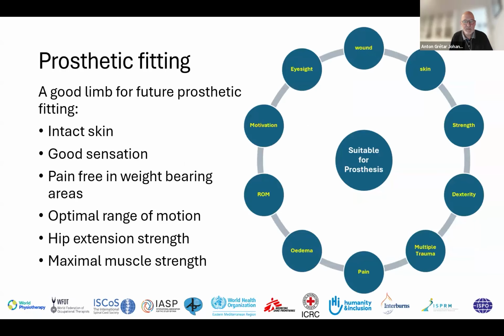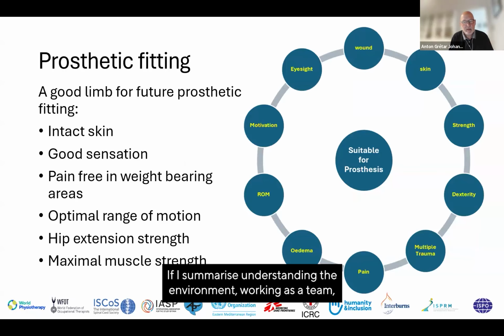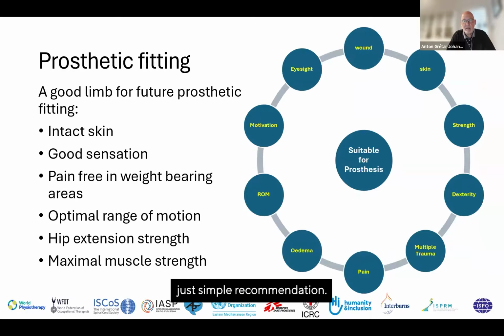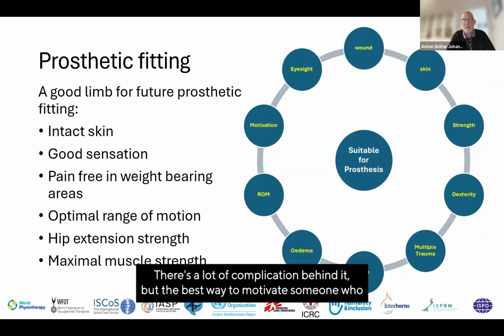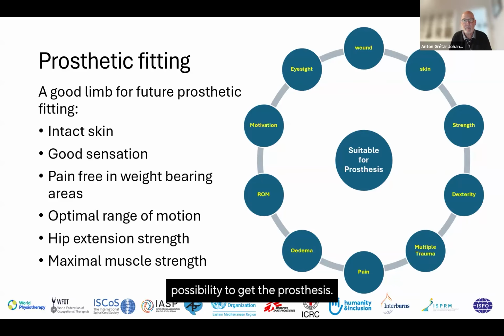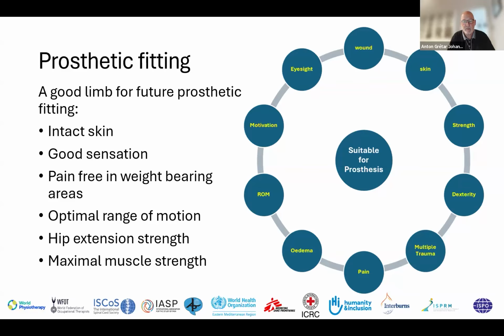Next slide, please. If I summarize: understanding the environment, work as a team, start rehabilitation early, and focus on function and participation. These are just simple recommendations, there's a lot of complication behind it. But the best way to motivate someone who has lost his leg is to prepare them for the prosthetic fitting and the possibility to get a prosthesis.